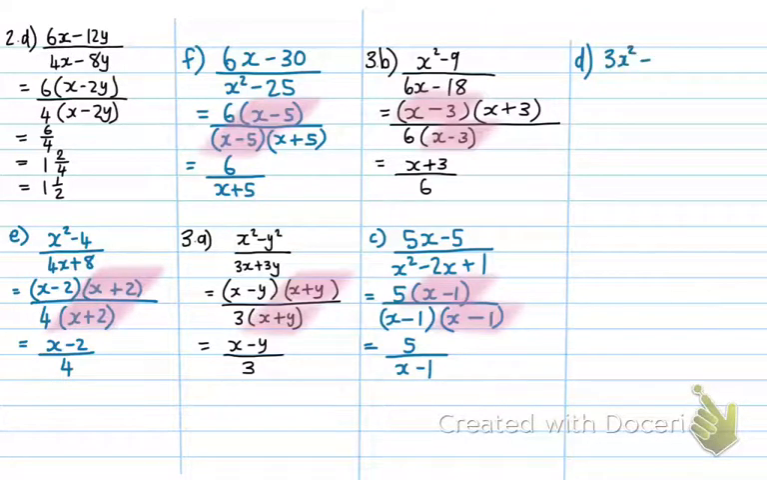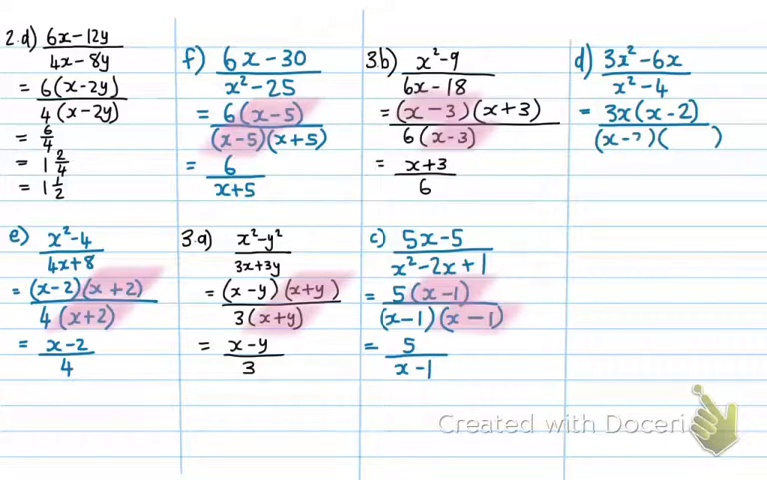3d. 3x squared minus 6x over x squared minus 4. At the top I'm taking out a 3x. Remember the x as well. So I'm left with x minus 2. I always have to take out the highest common factor. I have to take out everything that I can. Cannot just take out a 3, I also have to take out the x. Then on the bottom I have x minus 2, x plus 2, because it's difference of 2 squares. Then I cancel out the x minus 2's, and on top I'm left with 3x, and on the bottom with x plus 2. And that's the answer.